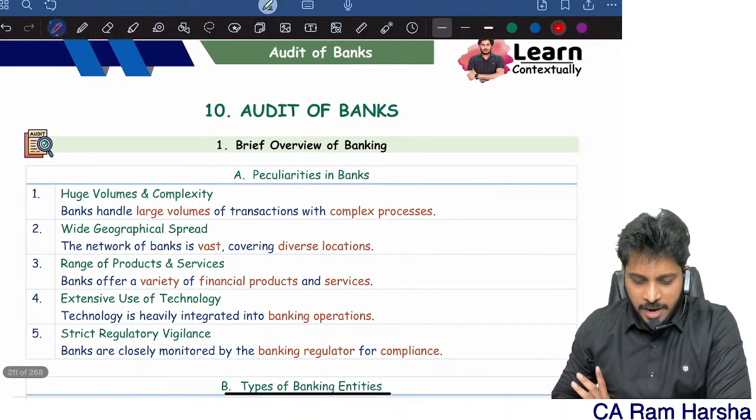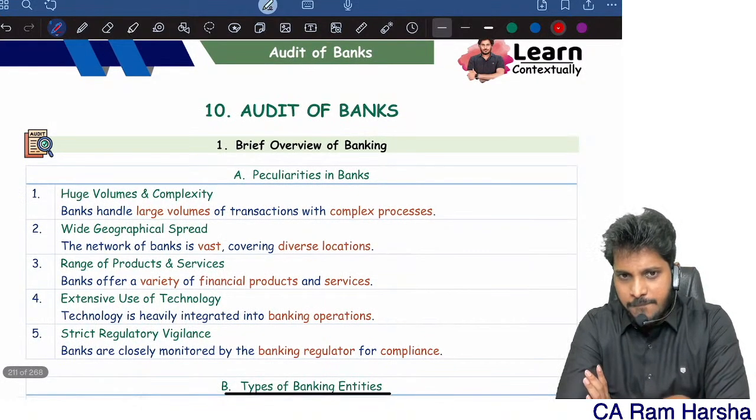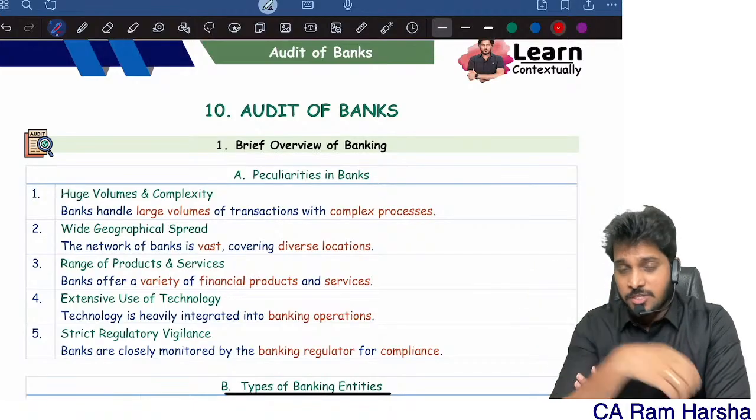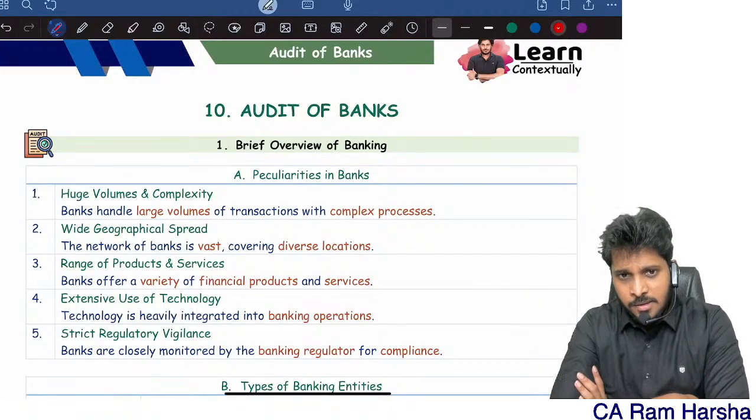So let's discuss audit of banks. Just hardly 40 minutes. This topic will be over in 40-45 minutes. I will tell you the main theme of this particular topic. Hope everything is clear. Kindly just confirm once.